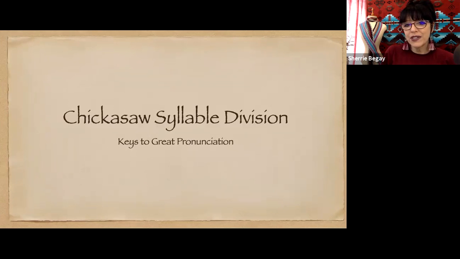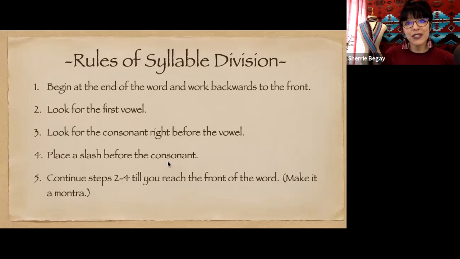Okay, syllable division, Chickasaw language. This is a great key to pronunciation. So I hope you'll bear with me. Don't check out if you think it's too complicated. You're going to get it. So just hang in there. All right, so let's look at the rules of Chickasaw language syllable division.